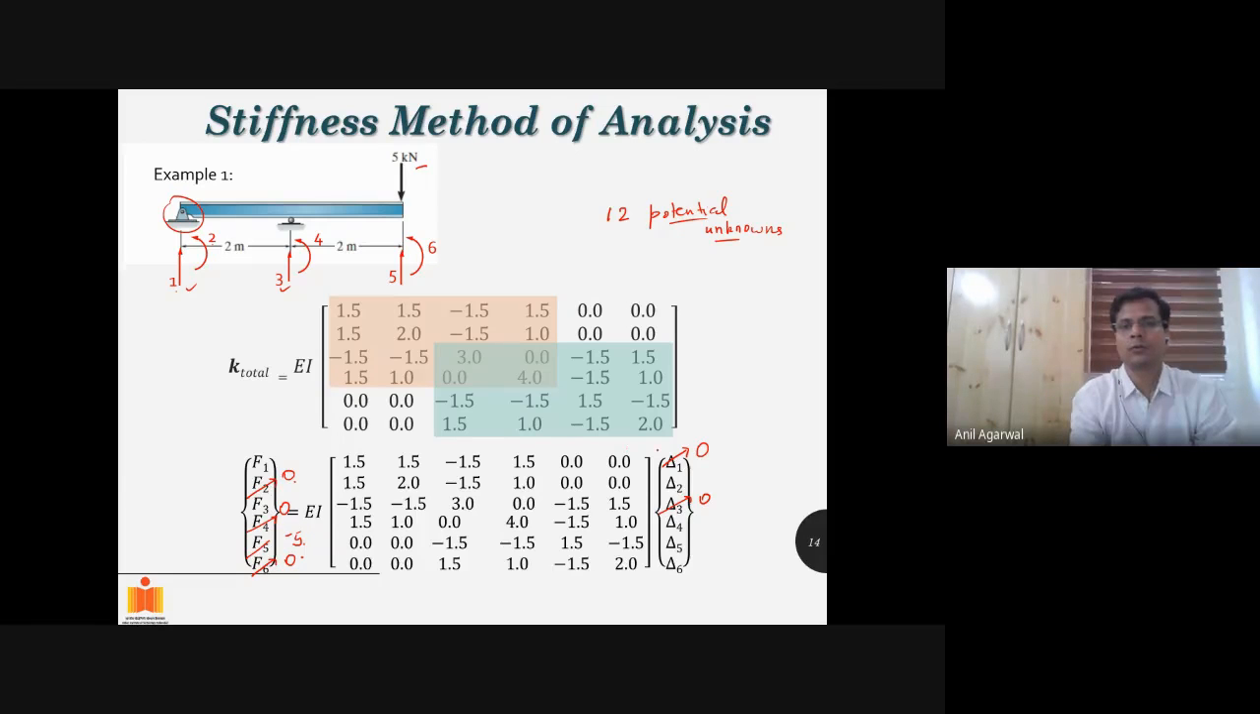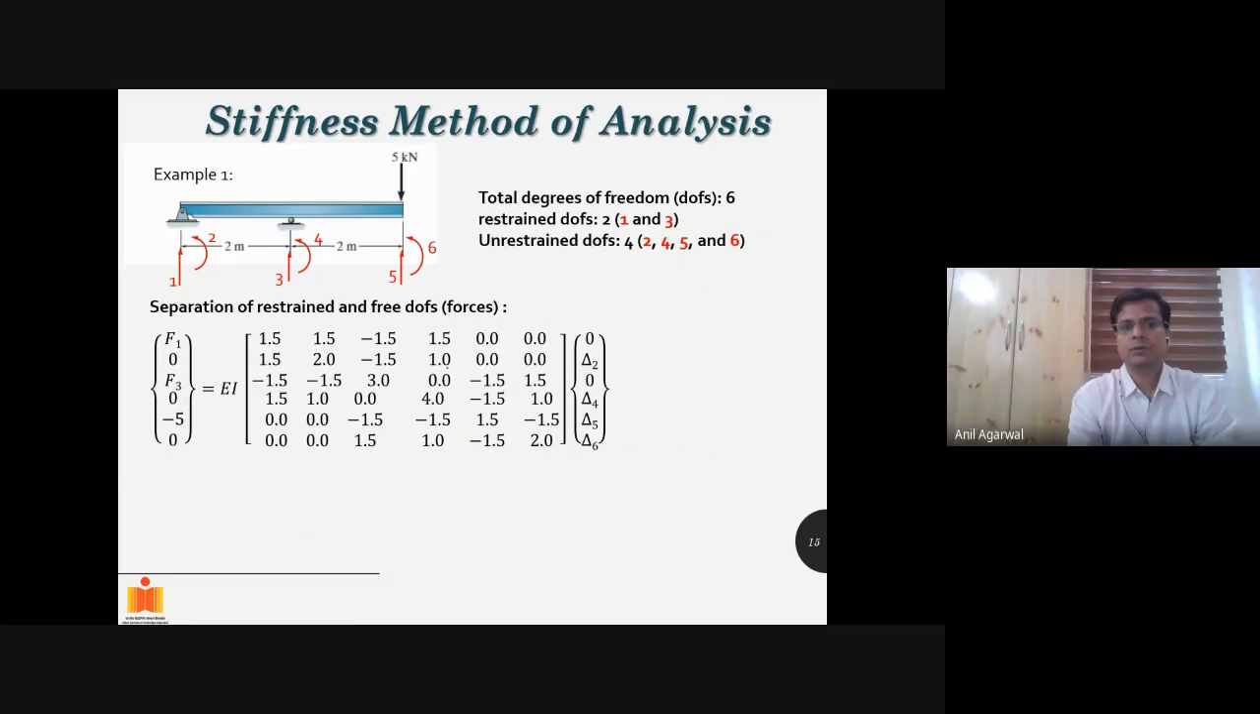1, 2, 3, 4, 5, 6. Total 6 known and 6 unknowns. Now we can deal with these equations. Okay, so out of 12, we have 6 values known to us and 6 unknown. So we can solve this. How do we do it?